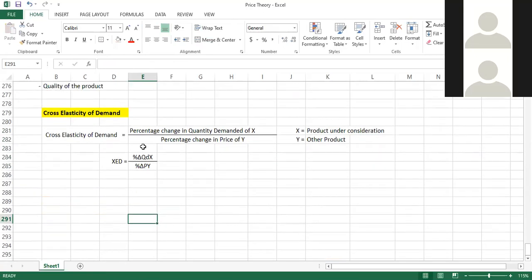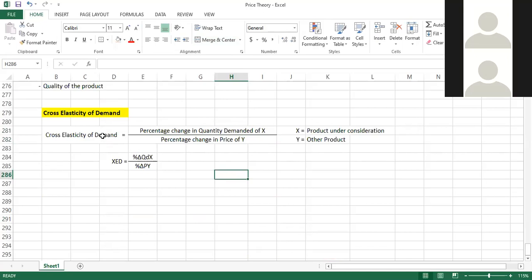So cross elasticity of demand means when the price of some other product changes, what is the change in the quantity demanded of the product under consideration? When the price of some other product changes, what is the change in the demand of the product under consideration? That is the meaning of cross elasticity of demand, right?